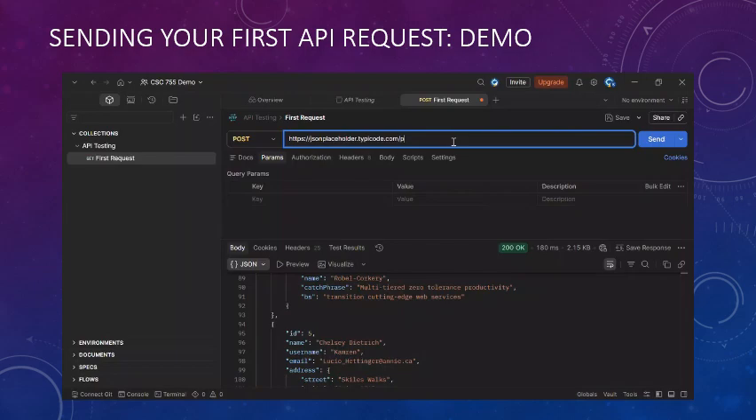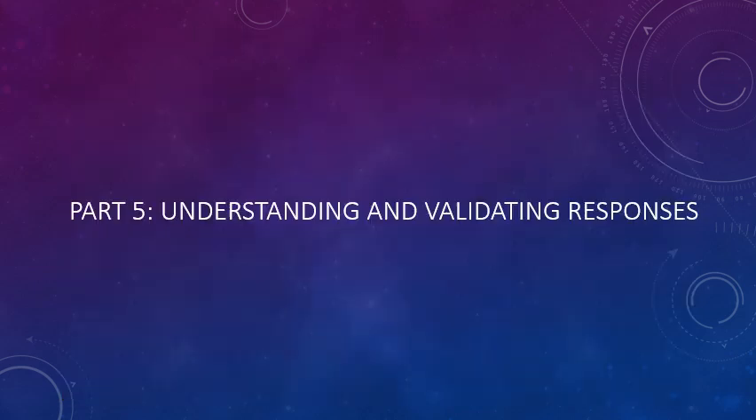So we have now seen how to send requests and inspect responses. But right now we're manually looking at the response and deciding whether it looks correct. Let's talk about how we can validate those responses. Moving on to part 5, understanding and validating responses.